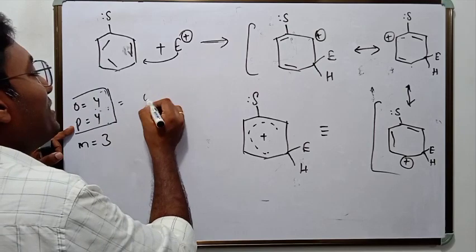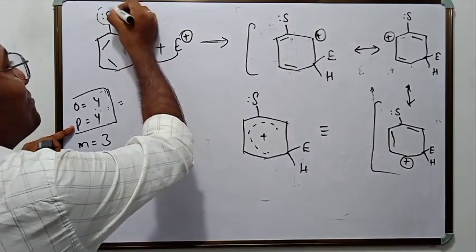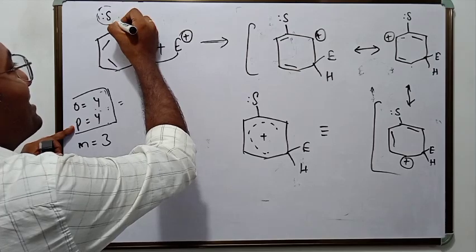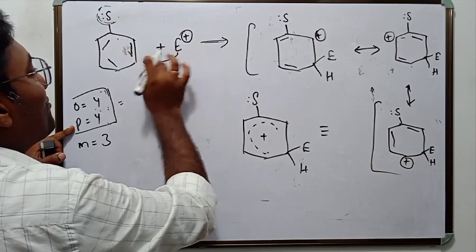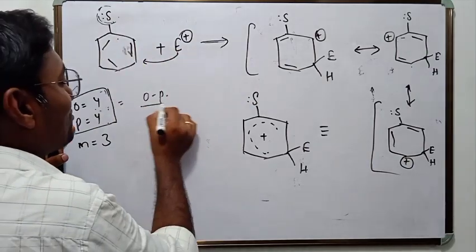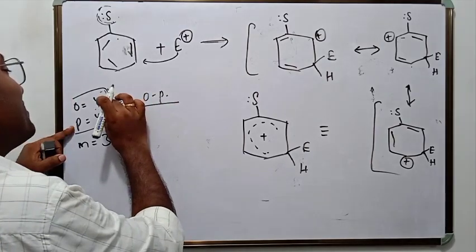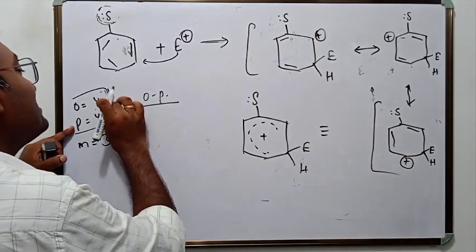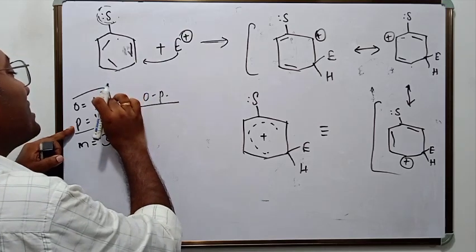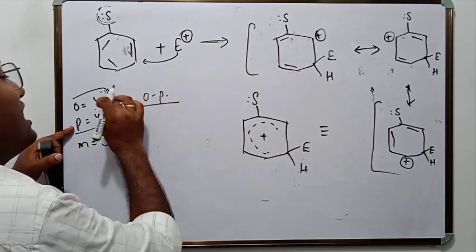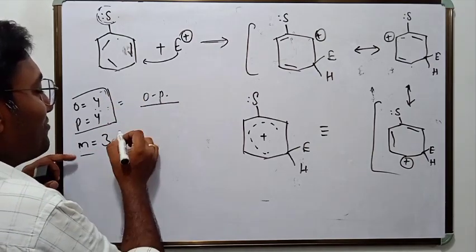Ortho and para products are formed when electron donating groups are present. When an electron donating group is linked to the benzene ring and electrophilic attack takes place, ortho and para products are formed. Why? Because ortho and para products are more resonance stabilized. Carbocations are resonance stabilized. Why? Because ortho and para carbocations have more resonating structures. How many? Four. While the meta carbocation has fewer resonating structures, therefore it is less stable.